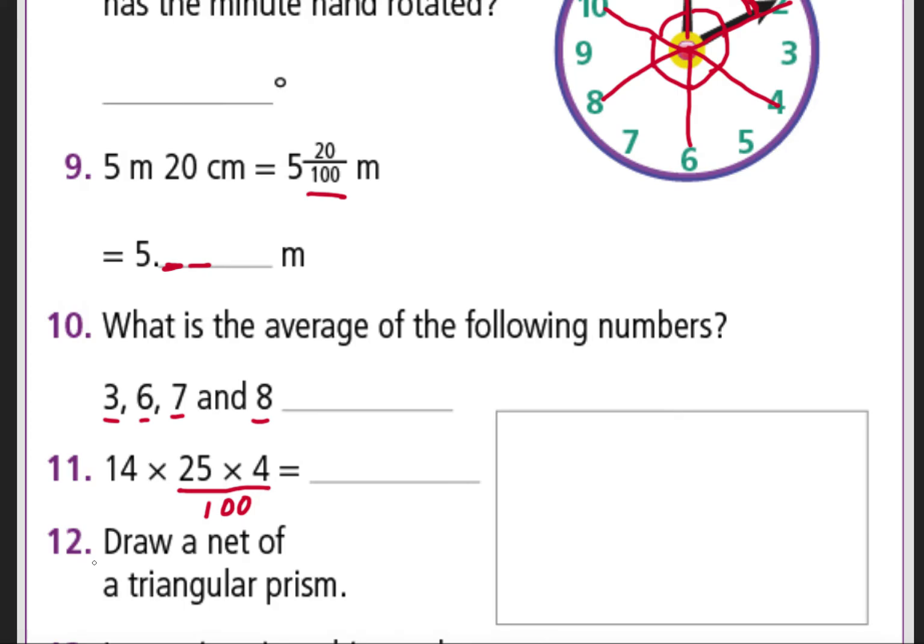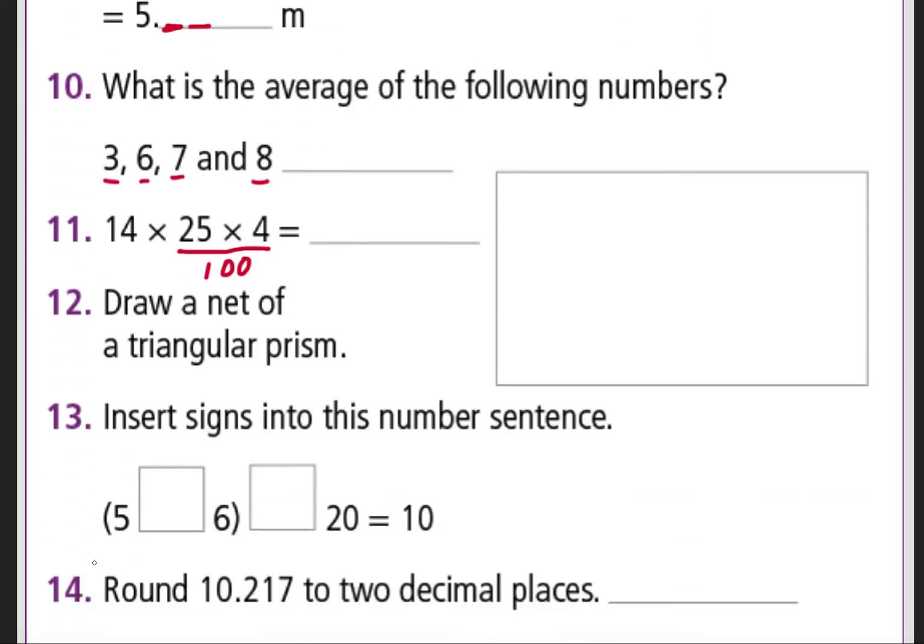Number 12, draw a net of a triangular prism. Now a triangular prism looks like this. It's like a Toblerone bar. Okay, that's what it looks like as a 3D shape. But we're not being asked to draw that. We're being asked to draw what it would look like if you folded it out flat on a piece of paper.